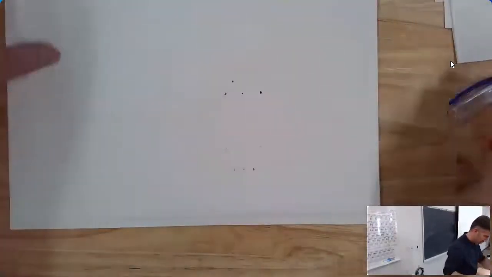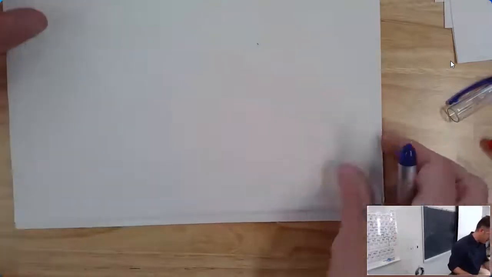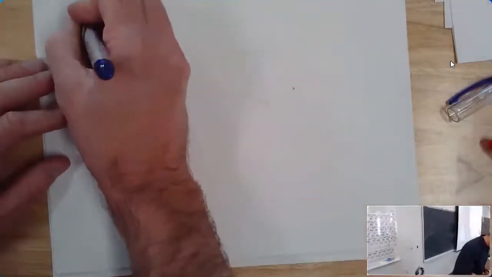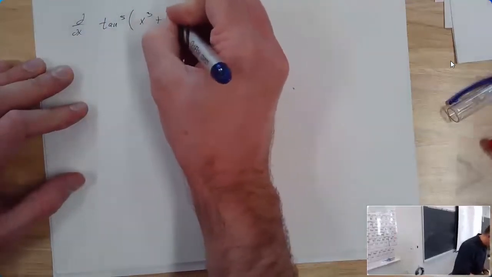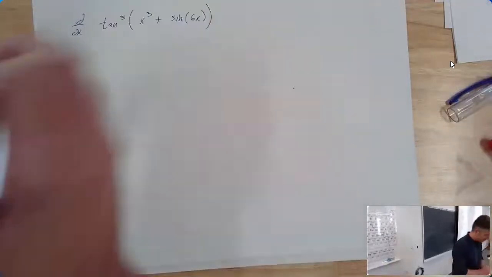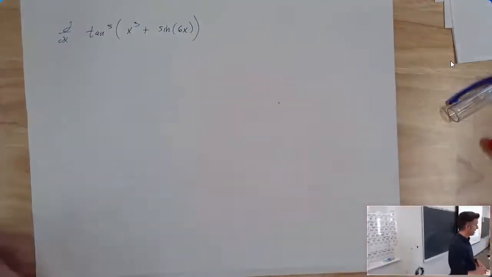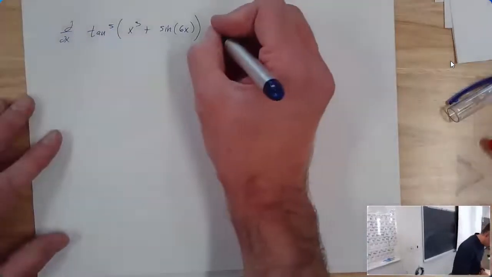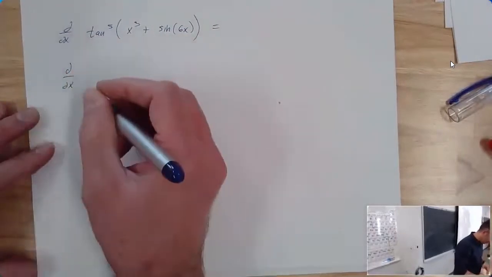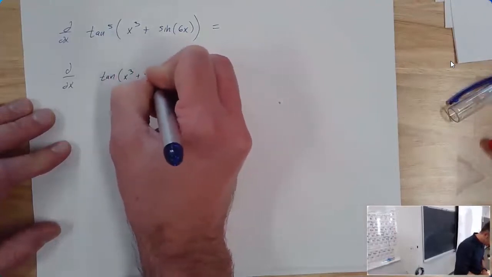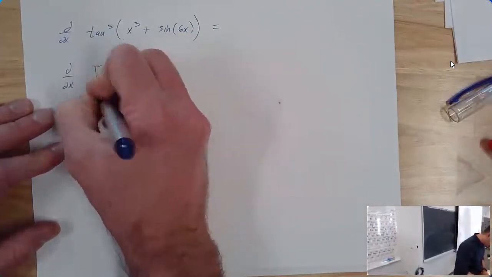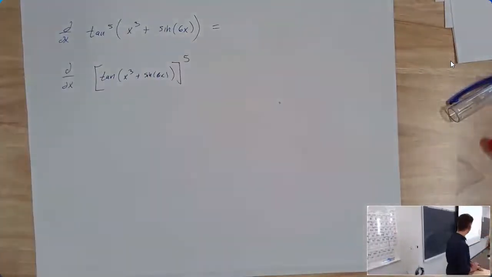Cool. Okay. So let's say we wanted to find now the derivative of something like tangent to the 5th of x cubed plus sine of 6x. And again, whenever I have a trig function to a power, I really do recommend rewriting it as the derivative of tangent of x cubed plus sine of 6x, all raised to the 5th power. To me, that makes it easier to see what my outermost function is.